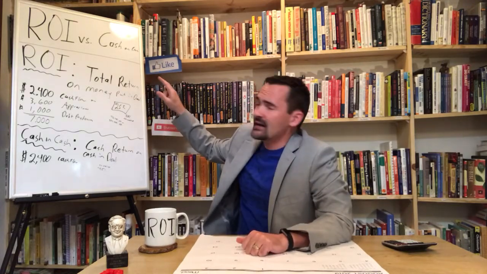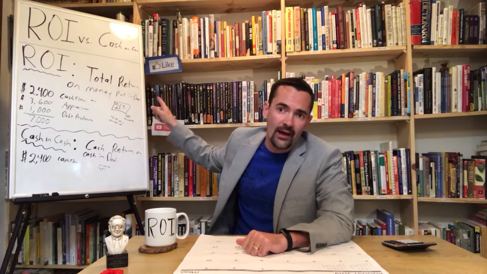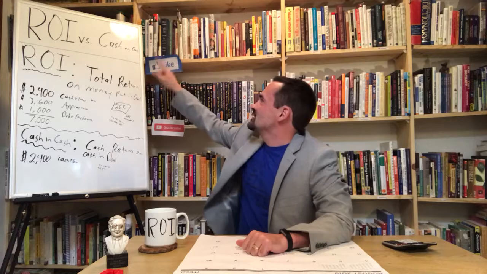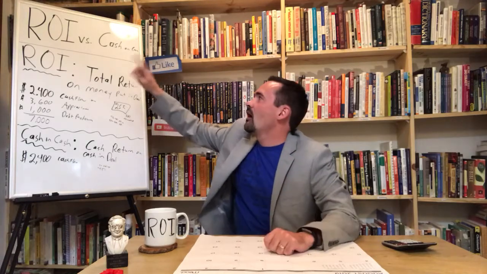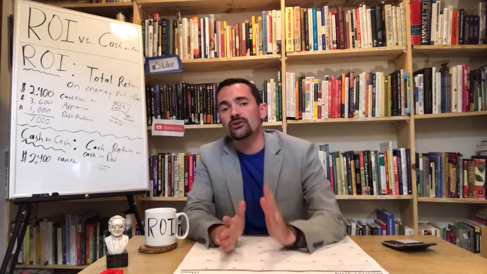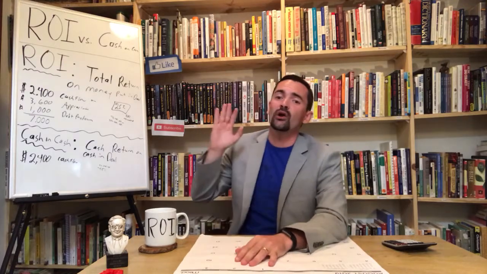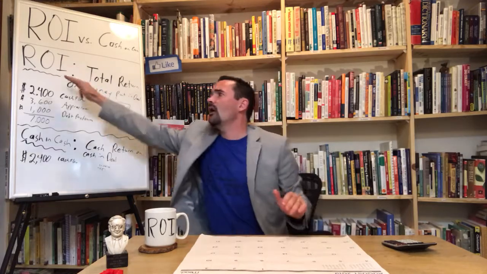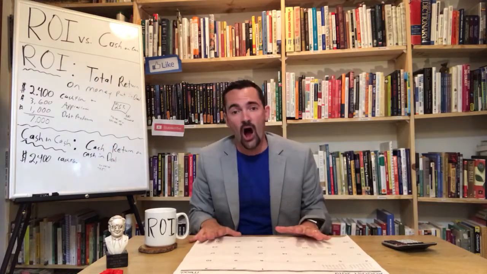Cash on cash is sometimes abbreviated COI. No, it's not. It's COC. COC for cash on cash, ROI for return on investment. They are different. Sometimes they're used interchangeably, and I just want to quickly go over the differences here for you. So ROI, again, that's your return on investment.